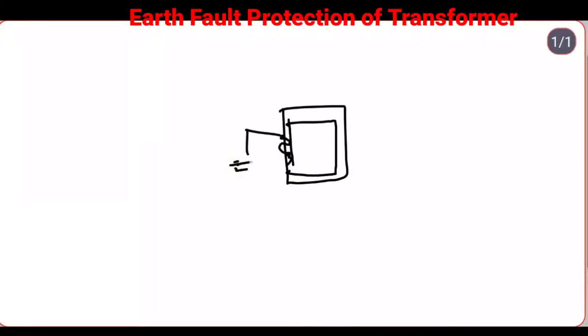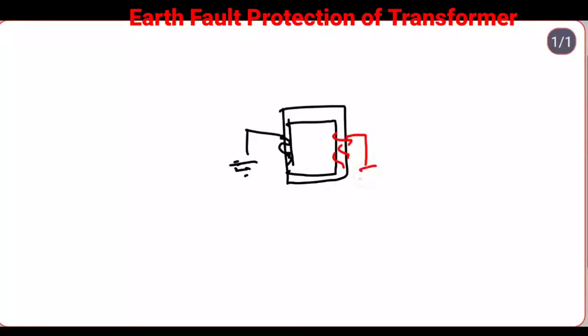The earth fault usually involves a partial breakdown of winding insulation. On the core we have the winding. If the winding insulation partially breaks down and connects to earth, the resulting leakage current, which is less than the short circuit current, will move to the earth. The winding which is located here, if its insulation partially breaks down, that is an earth fault.